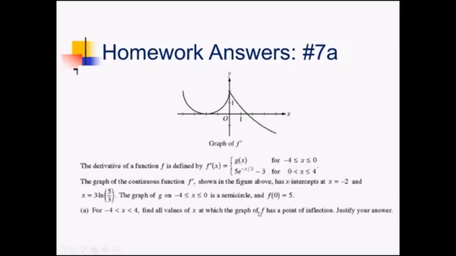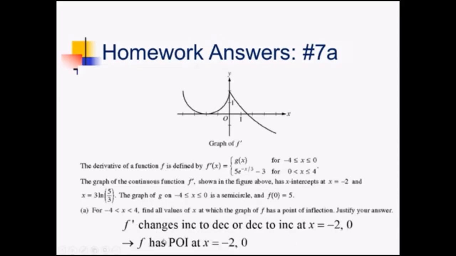So if I want to know where f has a point of inflection, one way to figure it out based off of f prime is to see where f prime is reversing direction, which is to say changing from increasing to decreasing or decreasing to increasing. Taking a look at this graph here, f prime reverses directions at 2 spots, at negative 2 and also at the origin at x equals 0. So I'm going to write here just to justify this, f prime changes increasing to decreasing or decreasing to increasing at x equals negative 2 and 0. Therefore, f has a point of inflection at x equals negative 2 and 0.